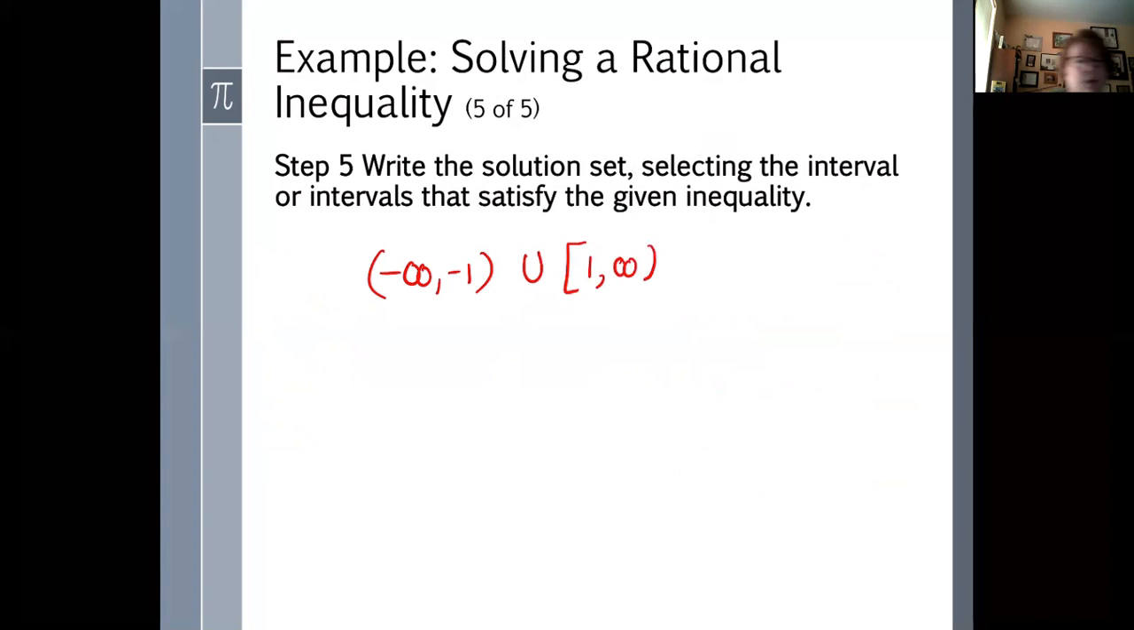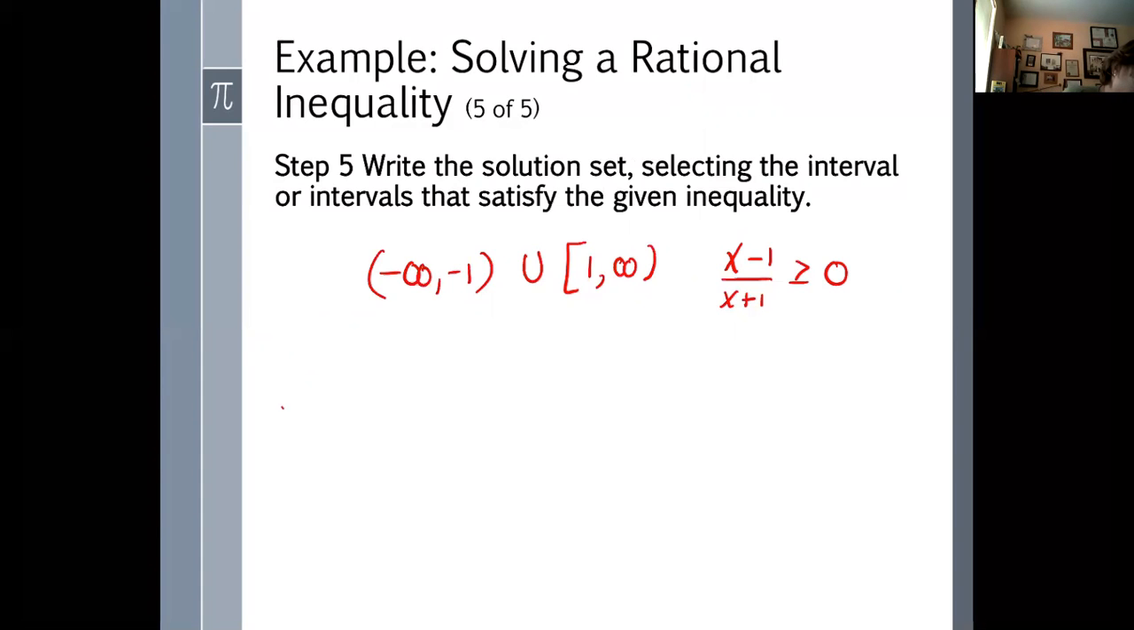And again, just to remind you of our original rational function, it looked like this. So we have a bracket on the 1 because we have equality. If we have greater than or equal to or less than or equal to, we include the boundary point that makes the numerator equal to 0. We never include the boundary point that would make the denominator equal to 0. We cannot divide by 0.